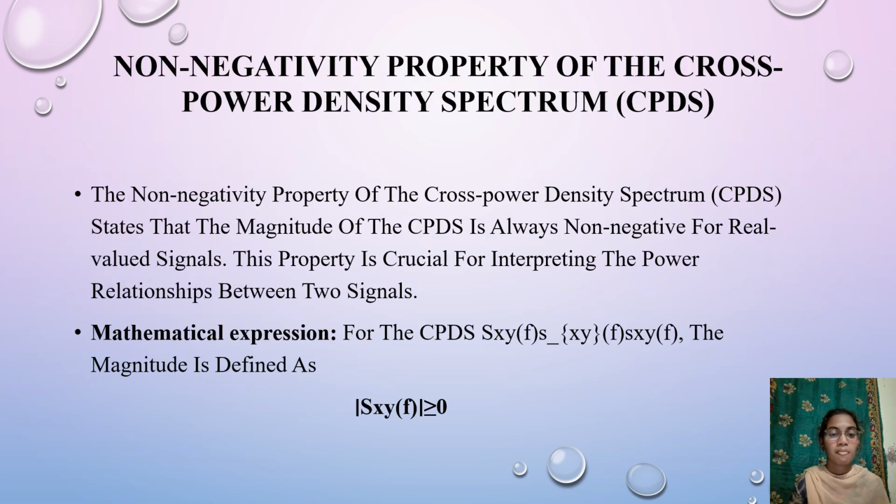Non-negativity property: the non-negativity property of the cross power density spectrum states that the magnitude of the cross power density spectrum is always non-negative for real valued signals. This property is crucial for interpreting the power relationship between two signals. Mathematical expression: for the cross power density spectrum Sxy(f), the magnitude is defined as |Sxy(f)| ≥ 0.